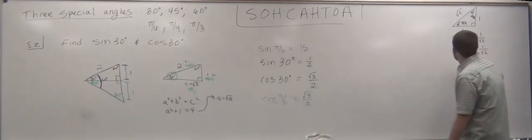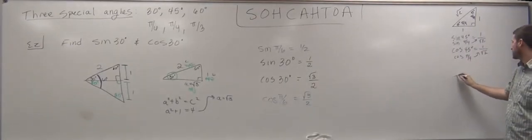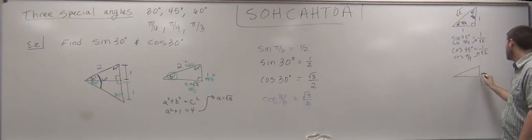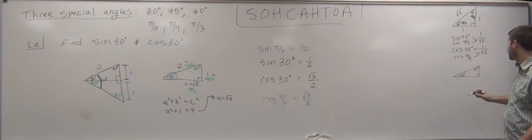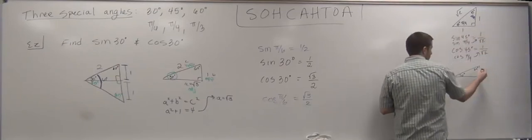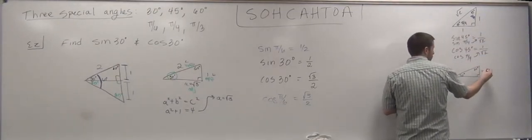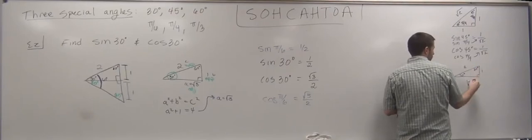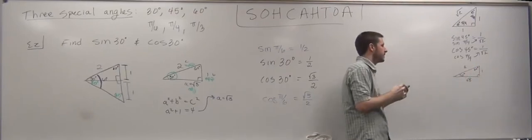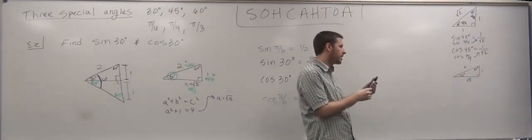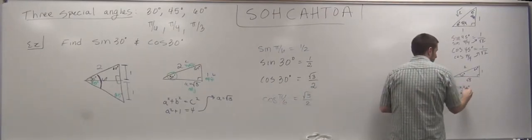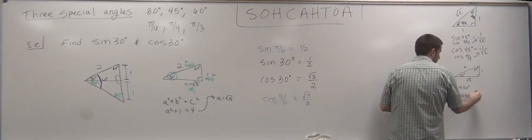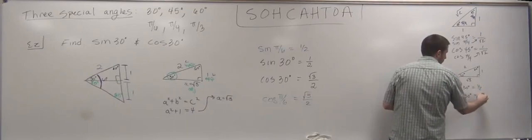So let me log this information over here. Right triangle, 30-degree angle, 60 degrees over here. The way you always label a 30-60 right triangle, the shortest side is 1, the hypotenuse is 2, and the leftover side is root 3. Once you have that triangle labeled, then you know exactly what sine of 30 and cosine of 30 are. 1/2.